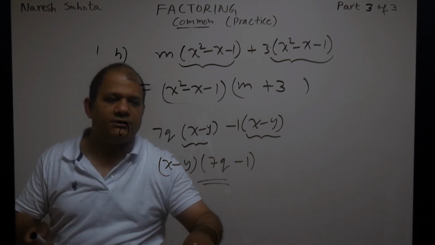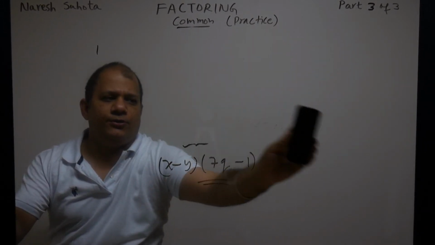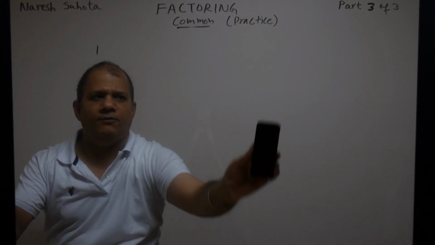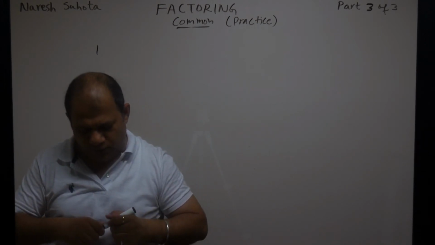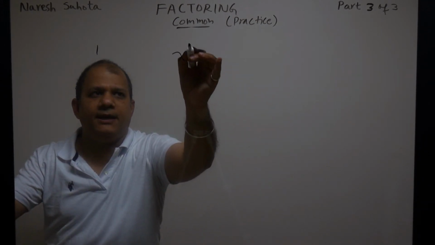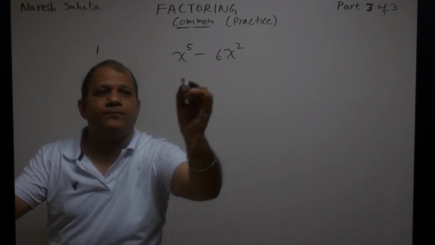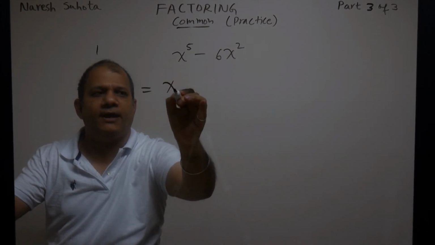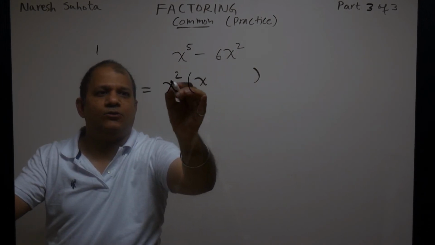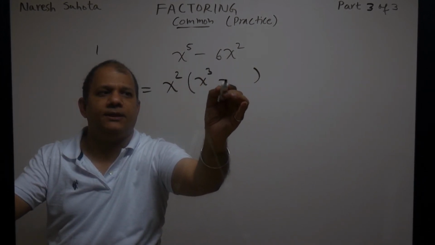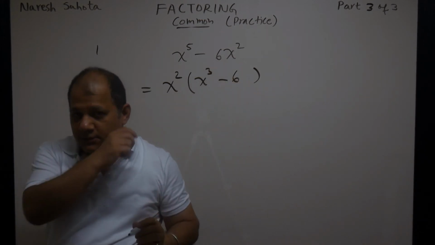So I'm done with all the questions that I wanted to show you. But there's one other thing that I want to show you, or maybe give you a little proof of why we take out the lowest exponent when we common factor. So let's say I'm given this, x to the 5 minus 6x squared. So remember here, the common factor is x squared. We take out the lowest exponent. And the answer here is x squared times what gives me x to the 5, x to the 3, minus 6, right? So that's the answer. That's the common factoring part.